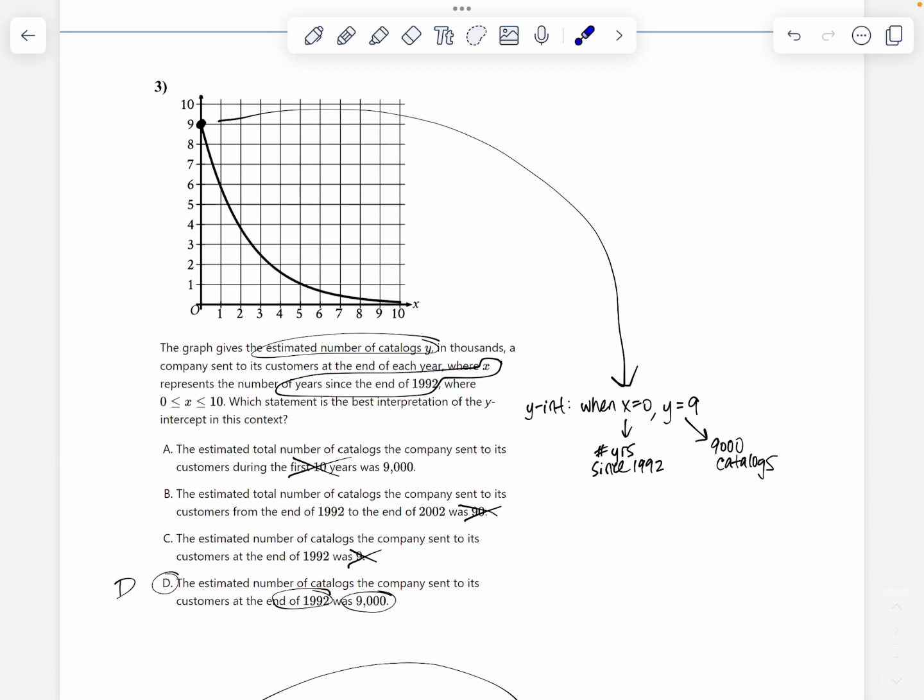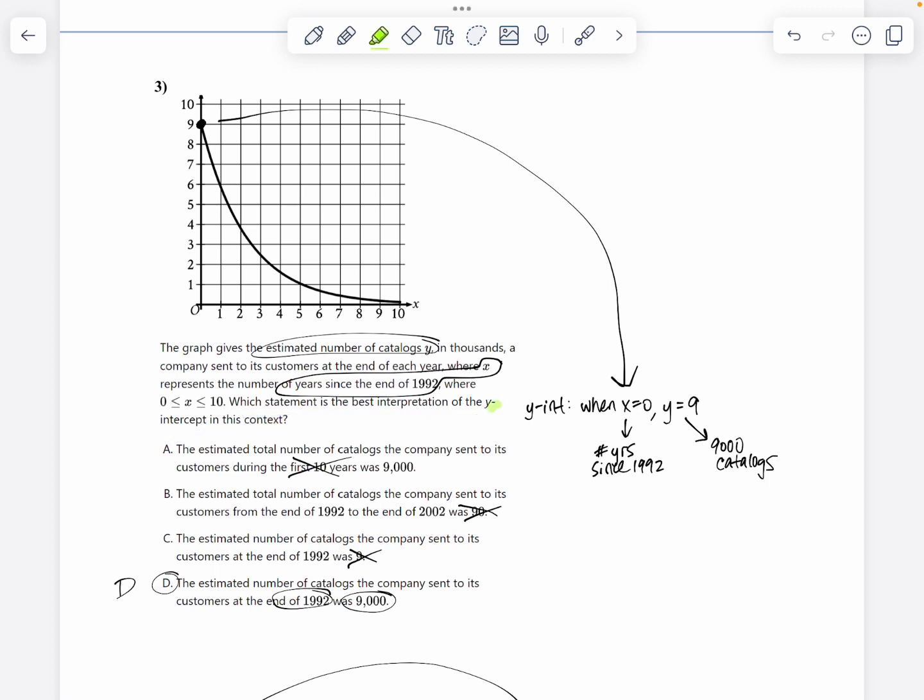Okay, for number 3, there's actually several questions where it asks you to interpret what's going on here. And so this question, it gives you some information about what the x stands for, what the y stands for, and you can tell we have exponential decay here because it's getting smaller and smaller. And it's talking years since 92. Which statement is the best interpretation of the y-intercept?